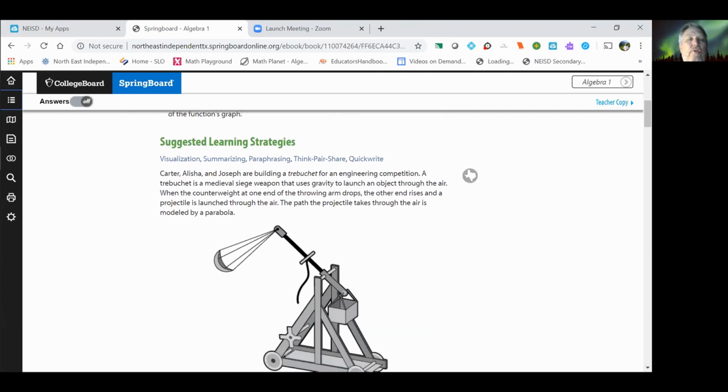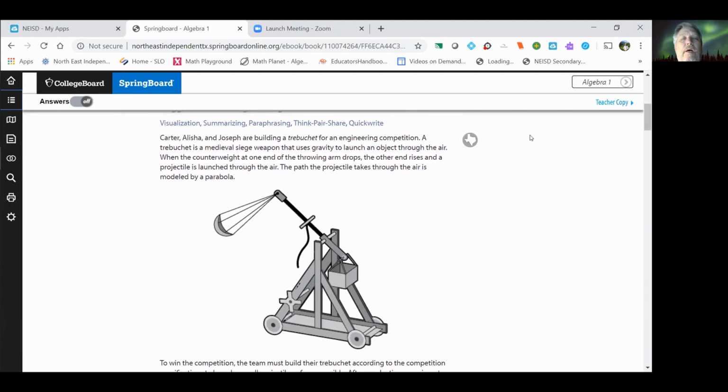Carter, Alicia, and Joseph are building a trebuchet for an engineering competition. Yeah, that's a trebuchet, not a tree bucket. A trebuchet is a medieval siege weapon that uses gravity to launch an object through the air. When the counterweight at one end of the throwing arm drops, the other end raises and the projectile is launched into the air. The path the projectile takes through the air is modeled by a parabola. See, it's going to go through here. It's going to take the path of a parabola.